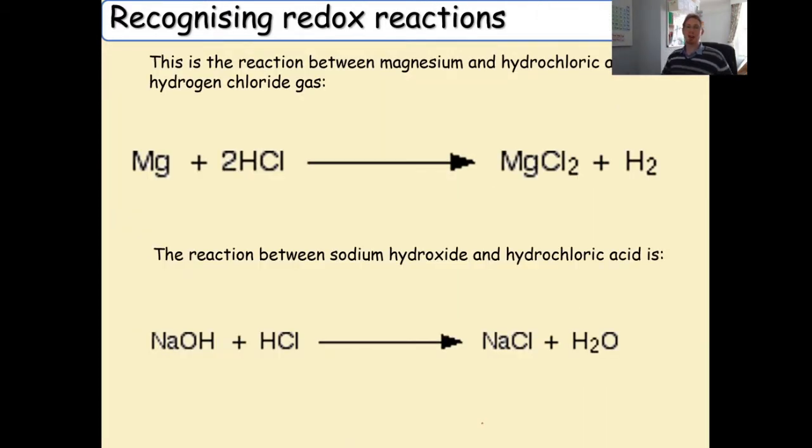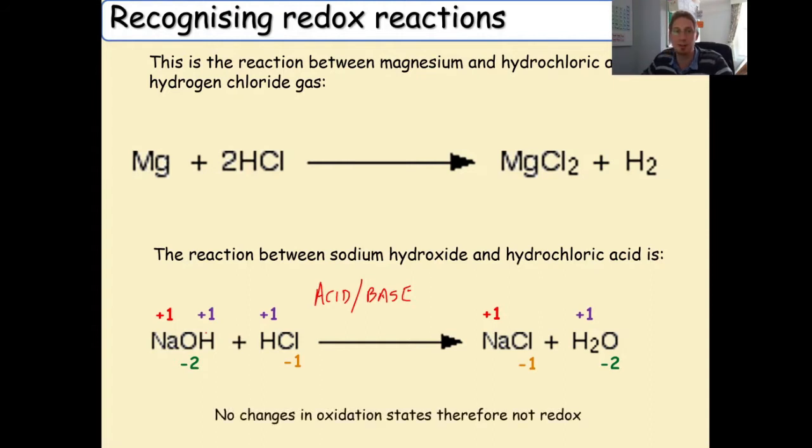You've got to be able to recognise a redox reaction. Which one of these is redox? Well, if we put on the oxidation numbers, we can see sodium is +1, chlorine is -1, hydrogen's +1, oxygen -2. There's no change in oxidation state, so that is not redox. That is just an acid-base reaction, with a proton being given from the hydrochloric acid over to the hydroxide.